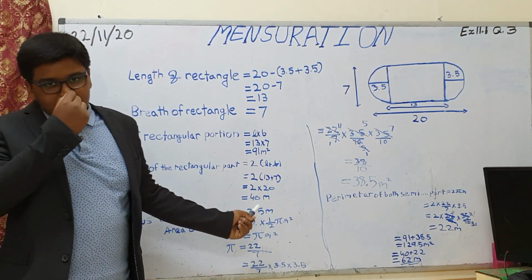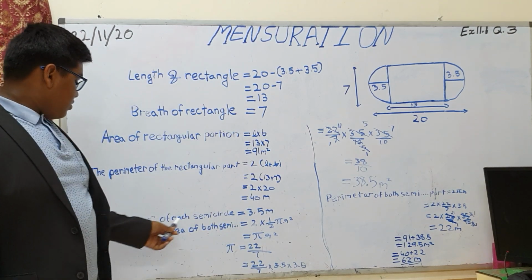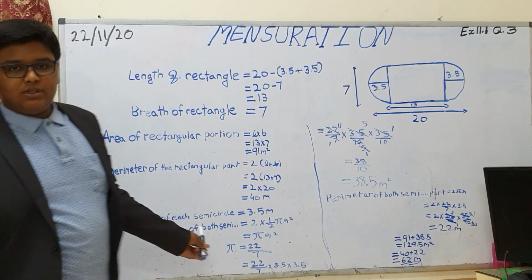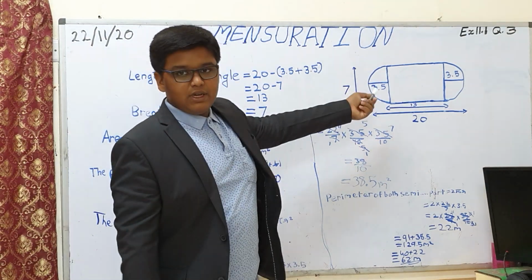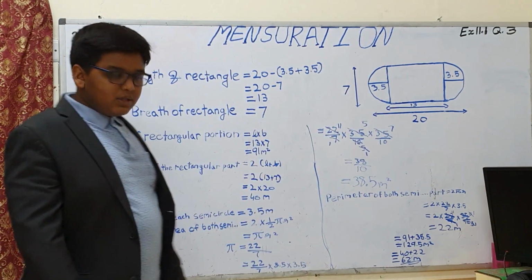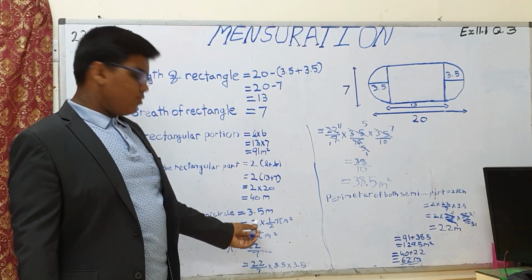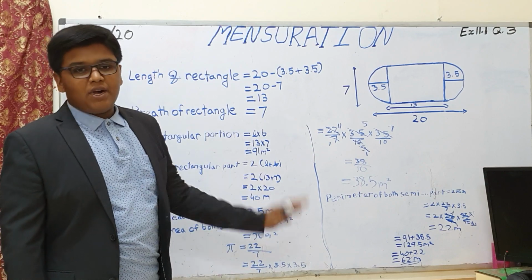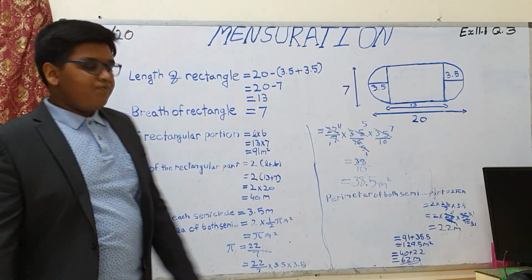And when we multiply them both, we will get the answer 40 meter. Now the radius of each semicircle is equal to 3.5 meter. Then the area of both semicircles is equal to 2 into 1 by 2 pi r square, which is the area of both semicircles.